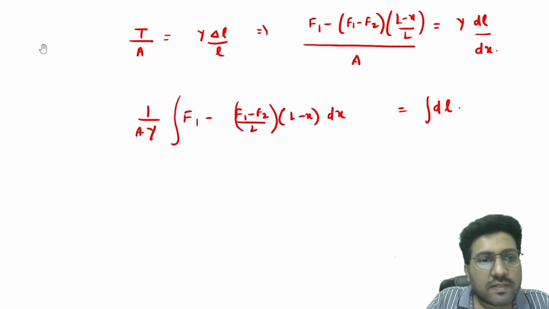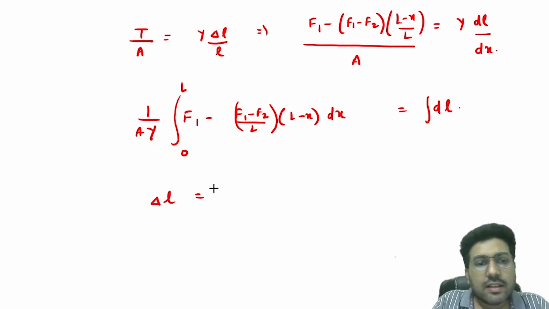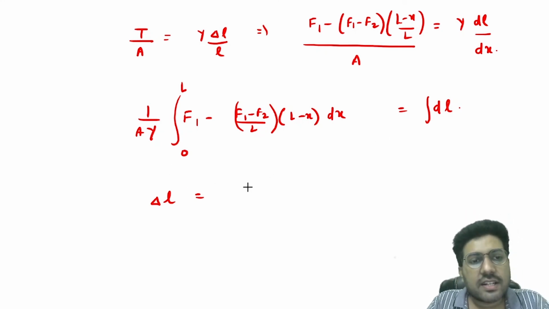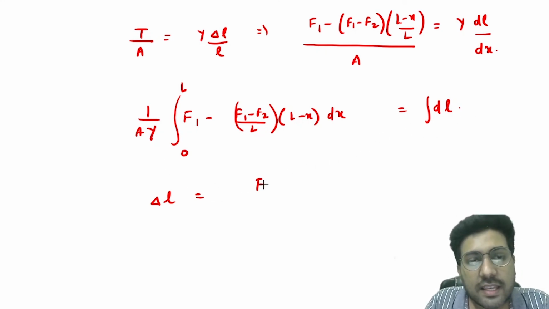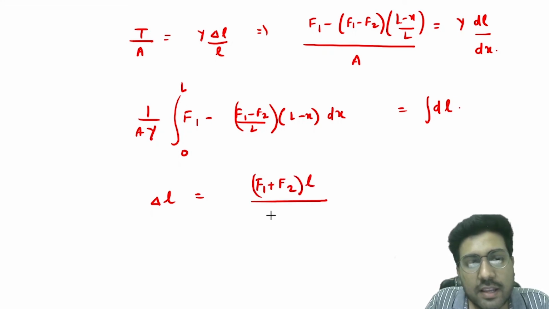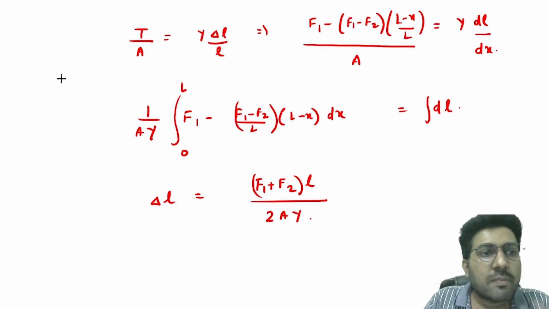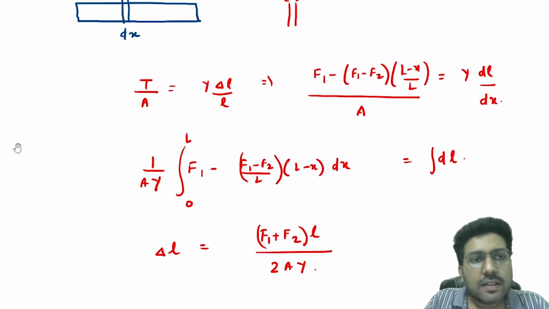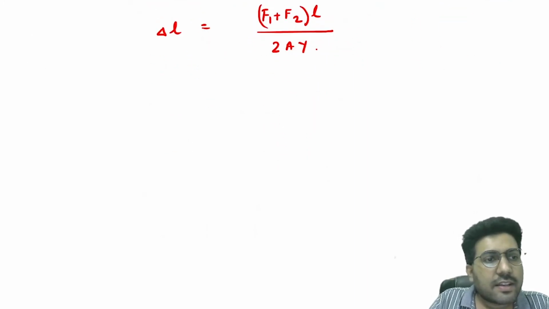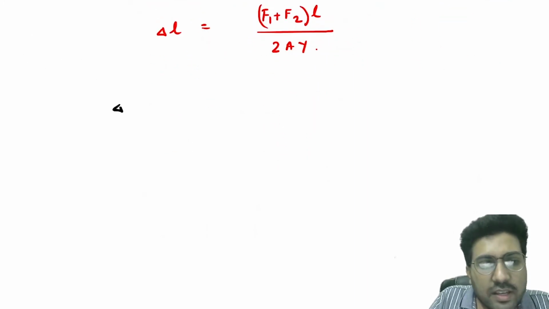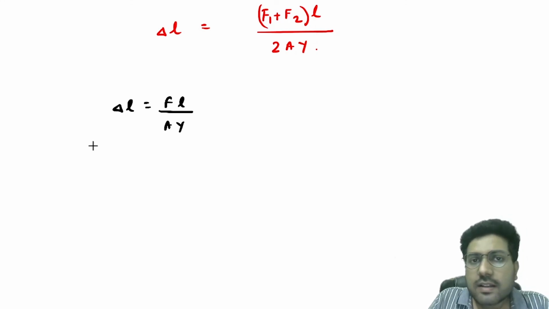When you solve this, you will get the elongation delta L, integrating from x equal to 0 to x equal to L. The elongation, that is integration dl, will come out to be (F1 plus F2) into L divided by 2AY. I'll tell you a shortcut to remember this. Listen carefully, you know that in general elongation is FL by AY. So elongation has to be of this form.